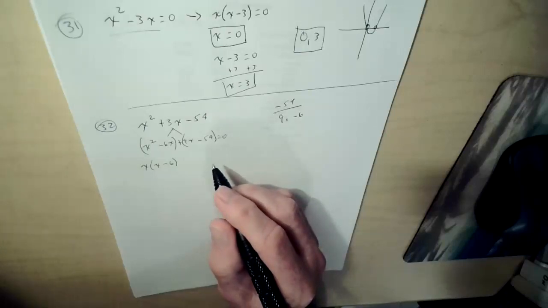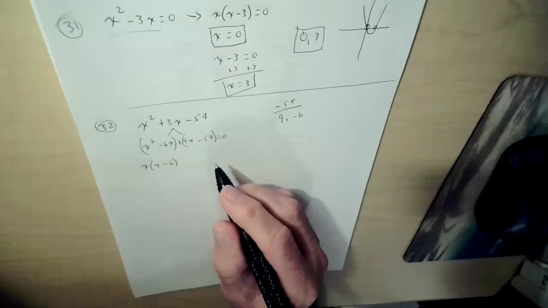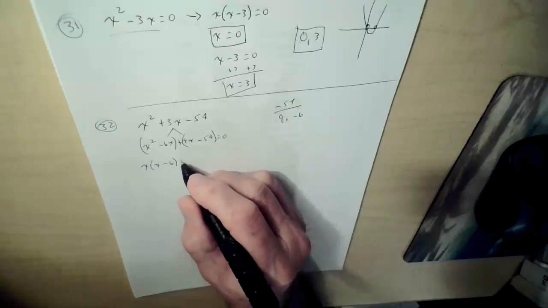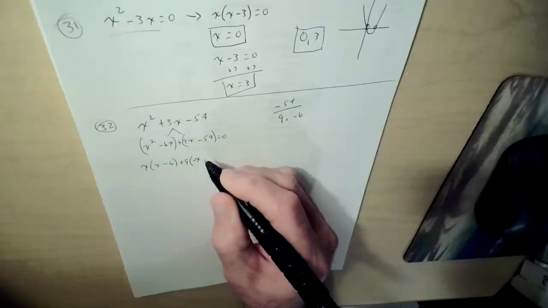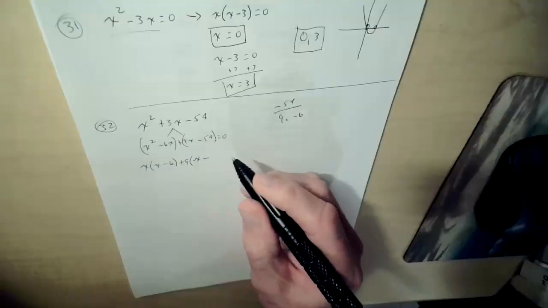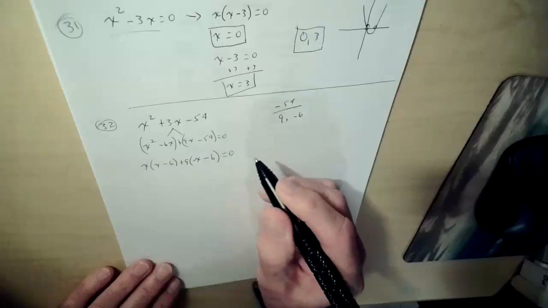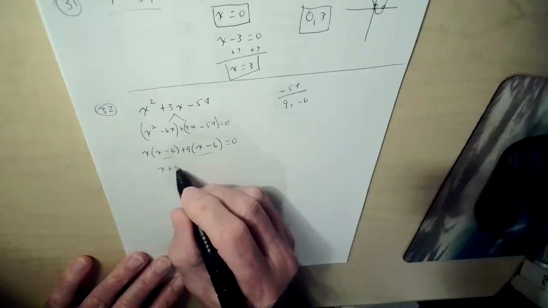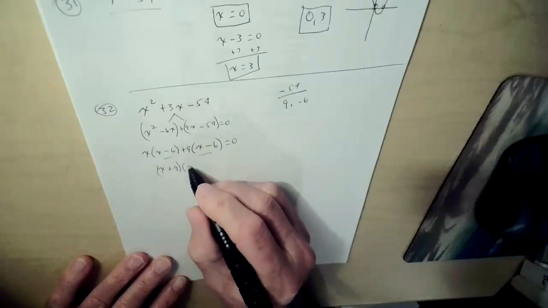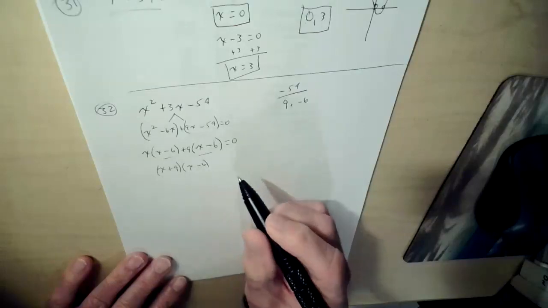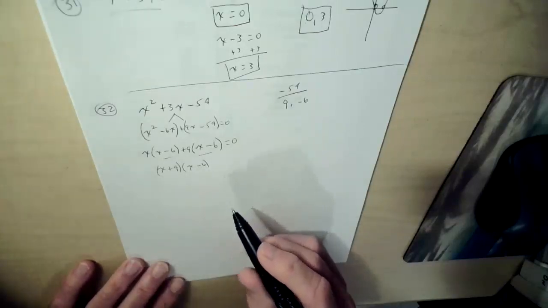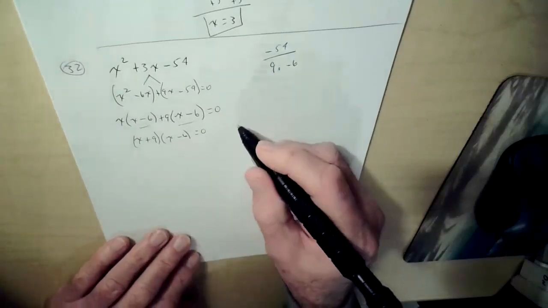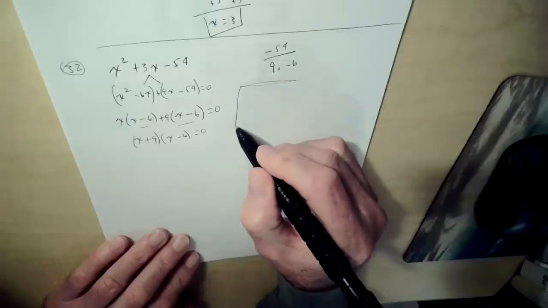And what can we factor out of here? Looks like a 9. Yeah, 9. Okay, these two terms are the same. So we have x plus 9 and x minus 6 equals 0.